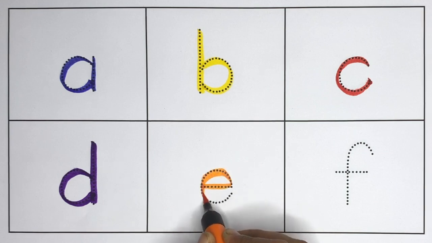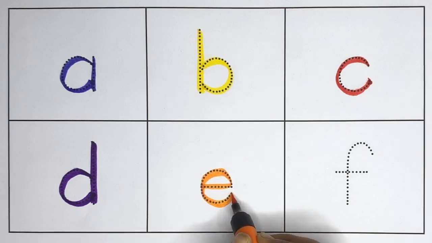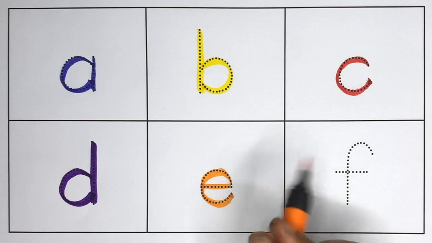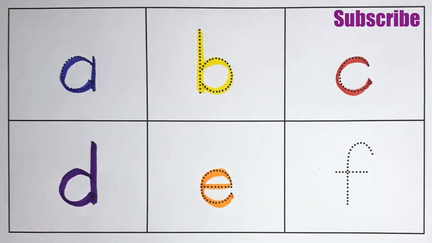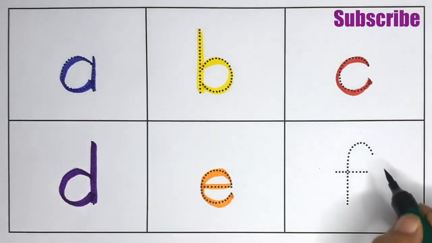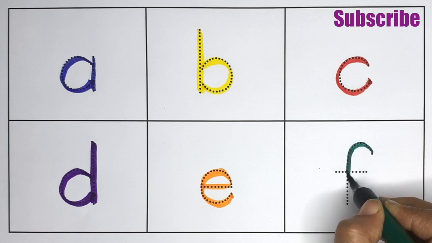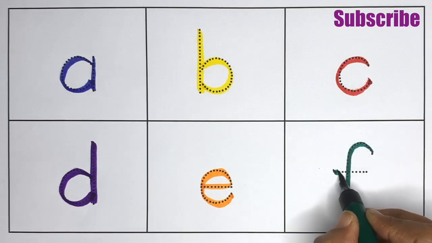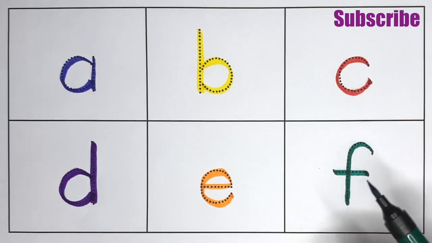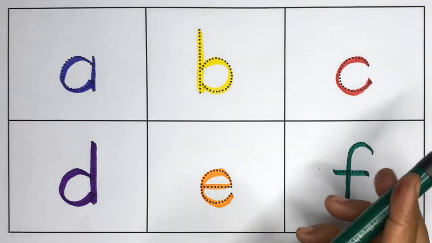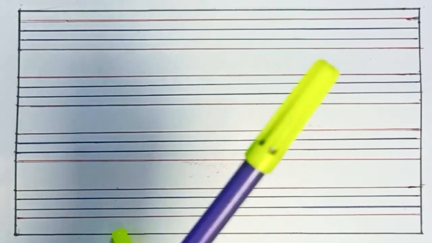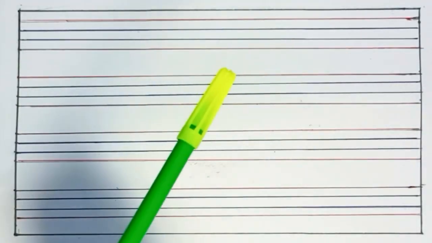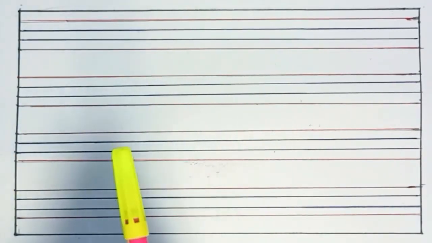E for elephant, orange color. F for fish, green color. Orange color, violet color, green color, purple color.